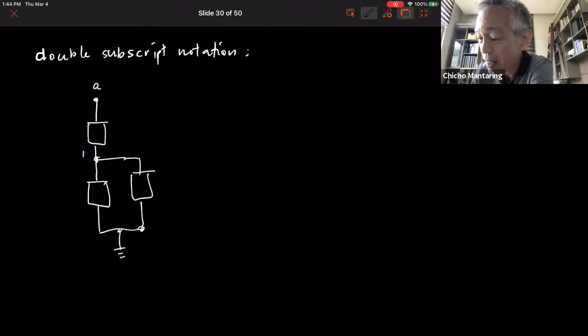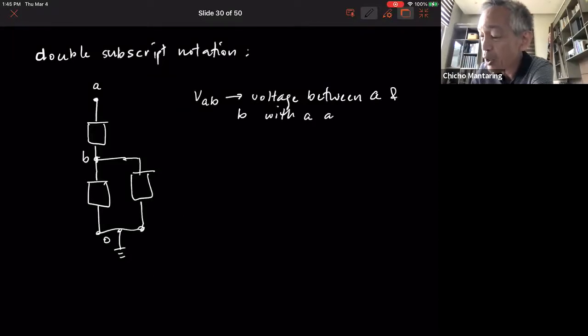Let's say I call this A. Let's say I call this B. Let's just call this O. That's my reference. If I say VAB, this is the double subscript notation. This implies the voltage between A and B, with A assumed to be positive with respect to B.